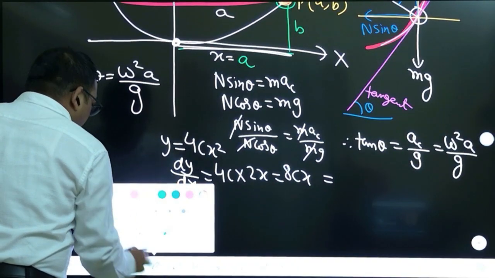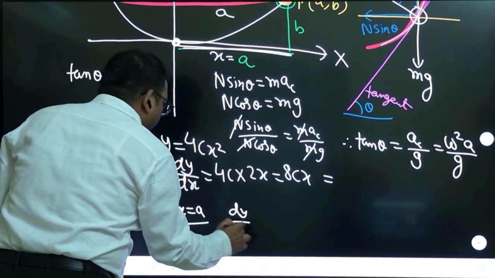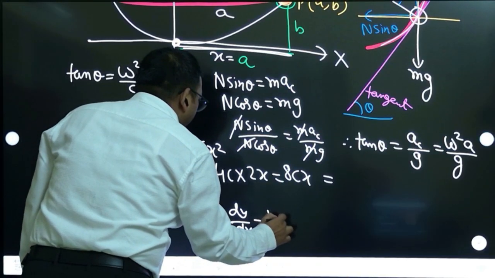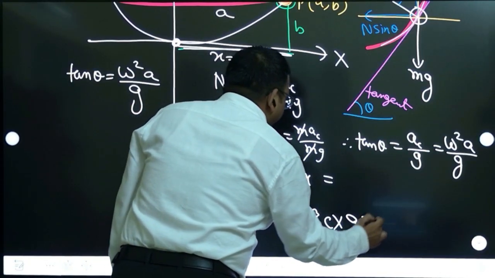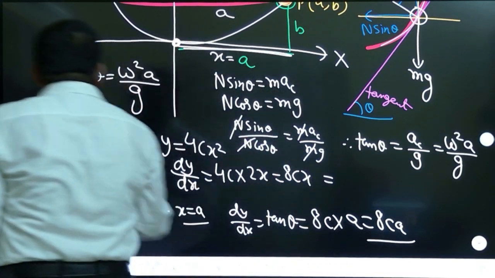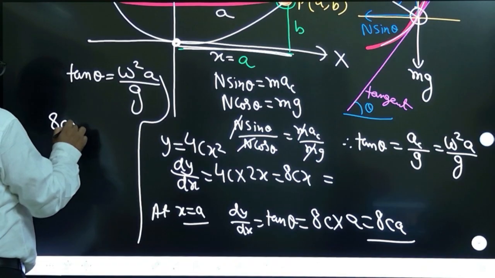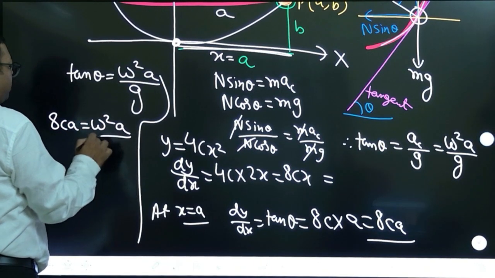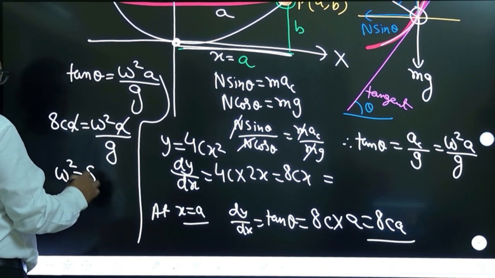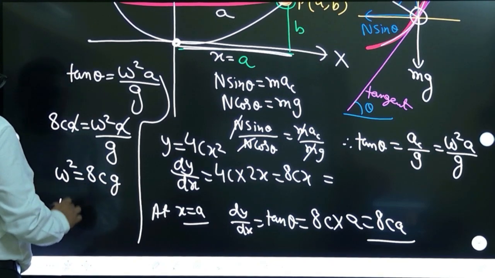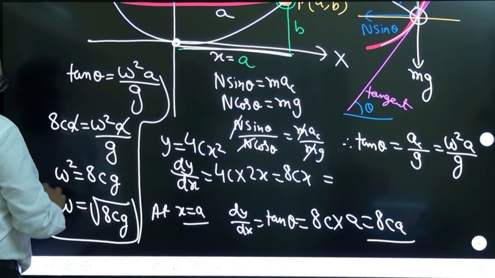At x equal to a, dy by dx, which is tan theta, becomes 8cx, and x is a, so 8ca. Now substitute tan theta and solve for omega. So 8ca is equal to omega square a by g, a cancelled, omega square is equal to 8cg, omega is equal to root under 8cg. That is the answer.